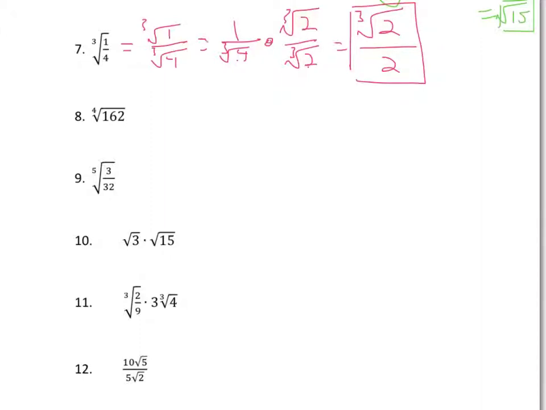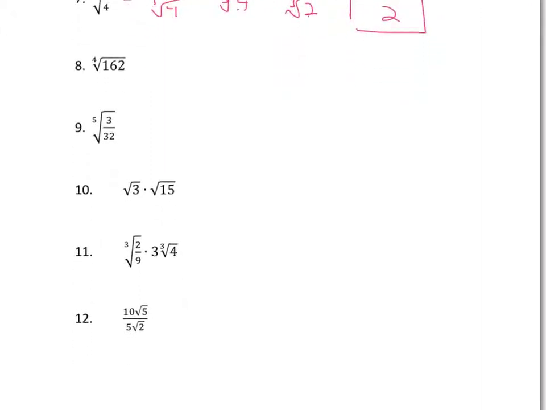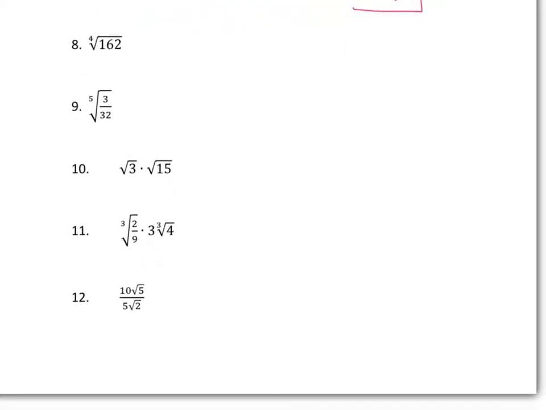Number 8, we've got the fourth root of 162. So if you had a fourth root of something like this, I would check just to see if the inside is a perfect square. Because if this is a perfect square, like, for example, 144, then you could use that double square root thing, right? You could do the square root of the square root of 144. But it's not a perfect square. 162 is not a perfect square, so that's not really going to help us.